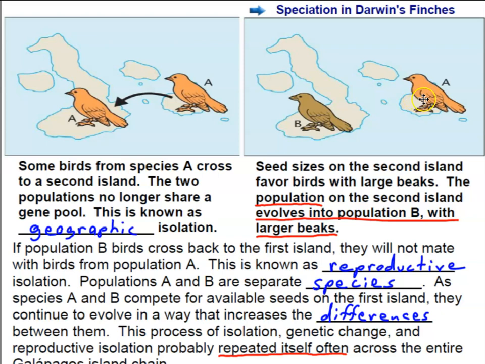Or if species B came back to the same island with the first species, they would compete with one another, ecological competition, and that would cause them to become even more different. Or even produce a new species, species C. So that's the scenario, over and over and over. Geographic isolation, eventual reproductive isolation, and ecological competition, producing more and more species.